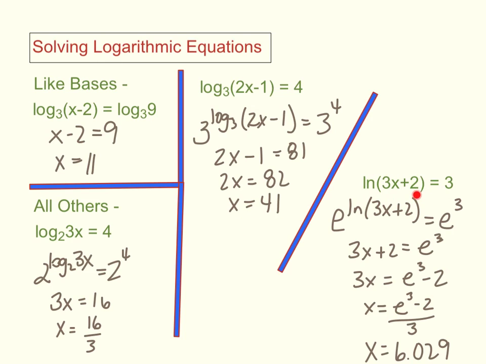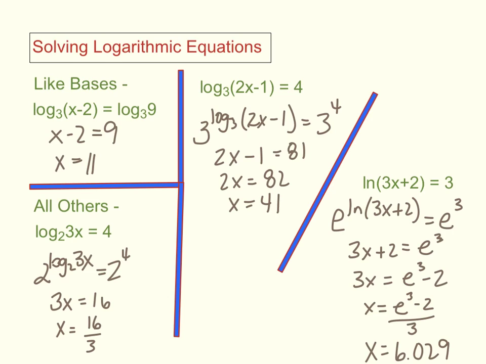Same thing here. Natural log of 3x plus 2 equals 3. We're going to raise both of them to put them in an exponent with e as its base. The e to the natural log cancels itself out. I'm left with 3x plus 2 on the left-hand side and e to the third power on the right-hand side.